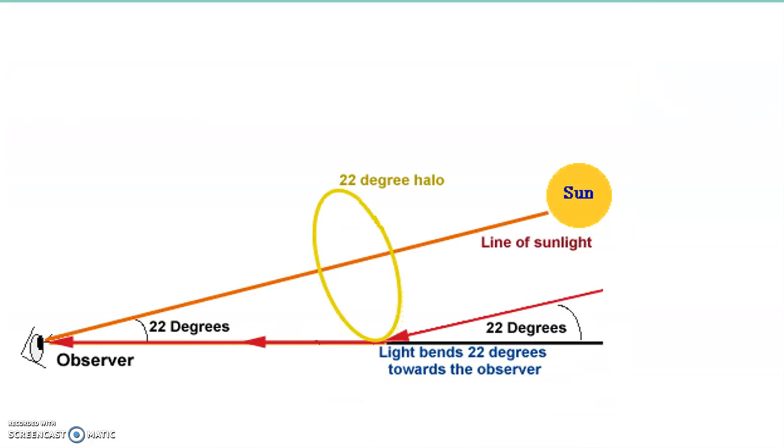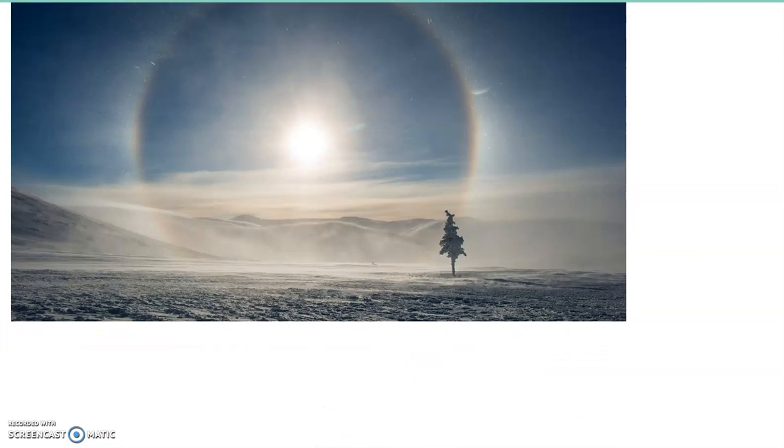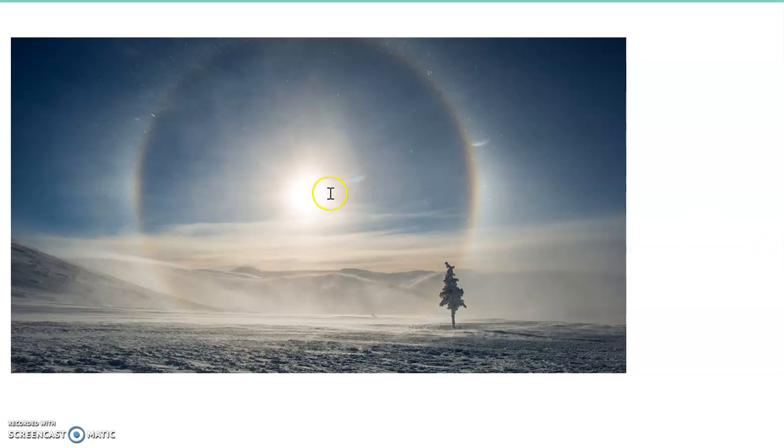If we look at what's happening, the sunlight comes in and it can go straight towards you, and that's of course why you see the sun. But some of the light will hit these crystals right here, and will refract inside of them and come towards you. So it looks like there's a ring of light around the sun when it's actually coming from the sun and then being bent around.